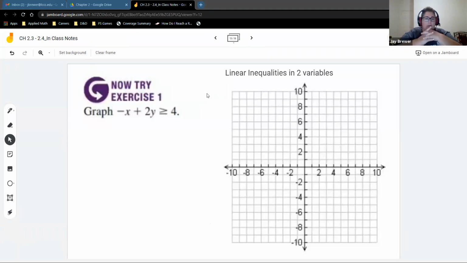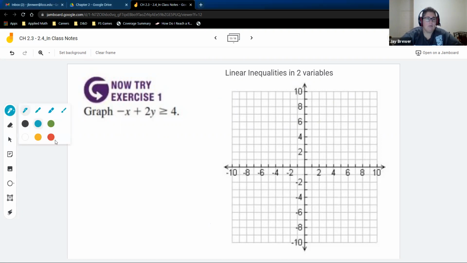Okay, so we are now going to dive into linear inequalities in two variables. This is section 2.4. It's the last section before your Unit 1 exam. So we're going to work on graphing inequalities in two variables. The first thing we're going to do is treat this like a regular equation and solve it for y. It's not always going to be equal to, obviously, because we're going to have inequalities now.